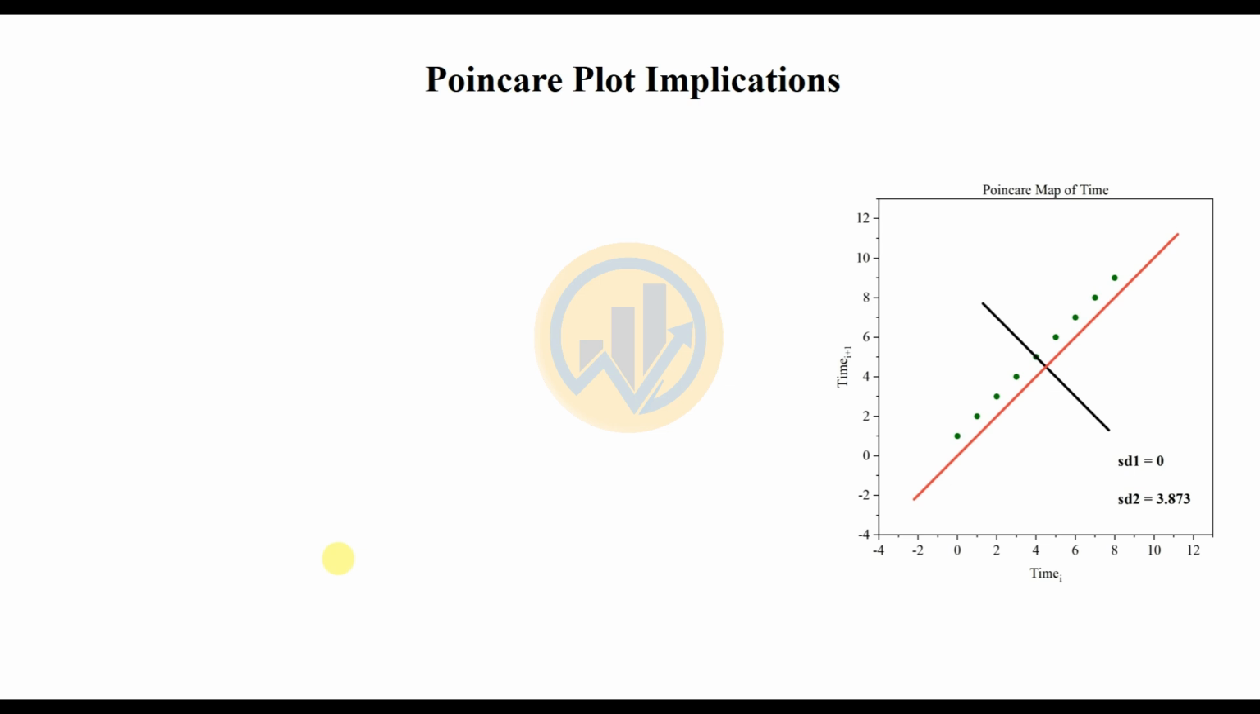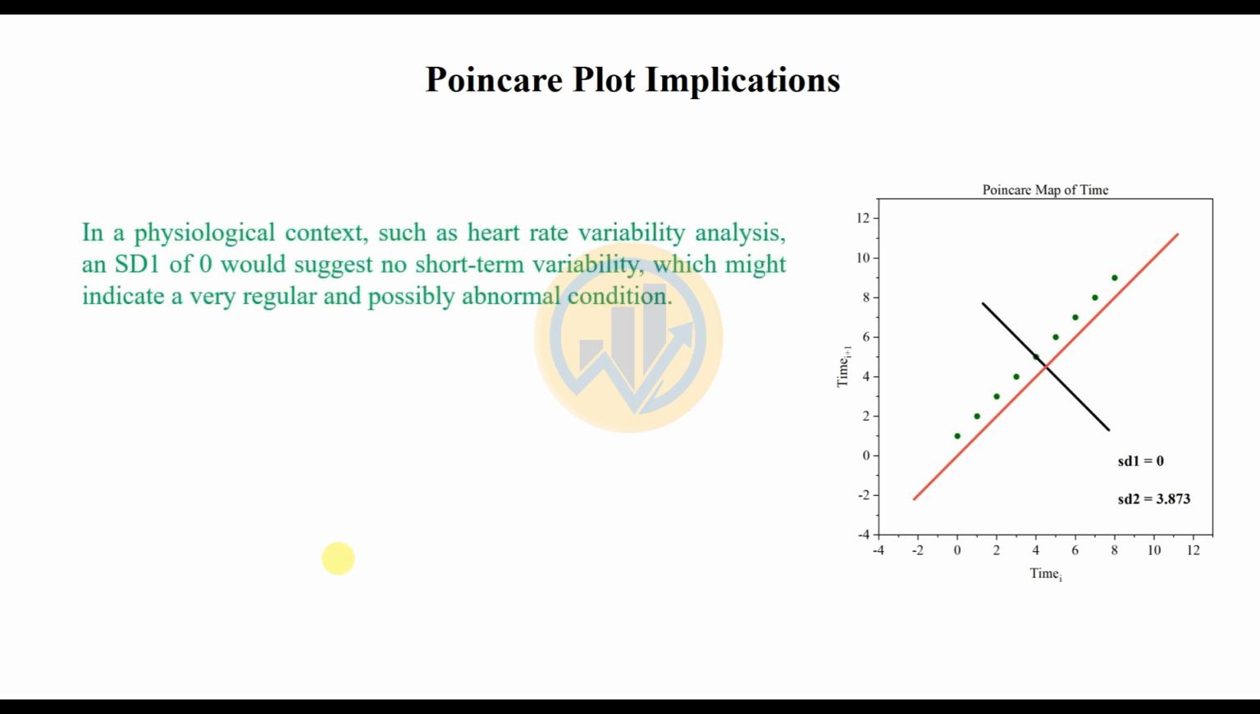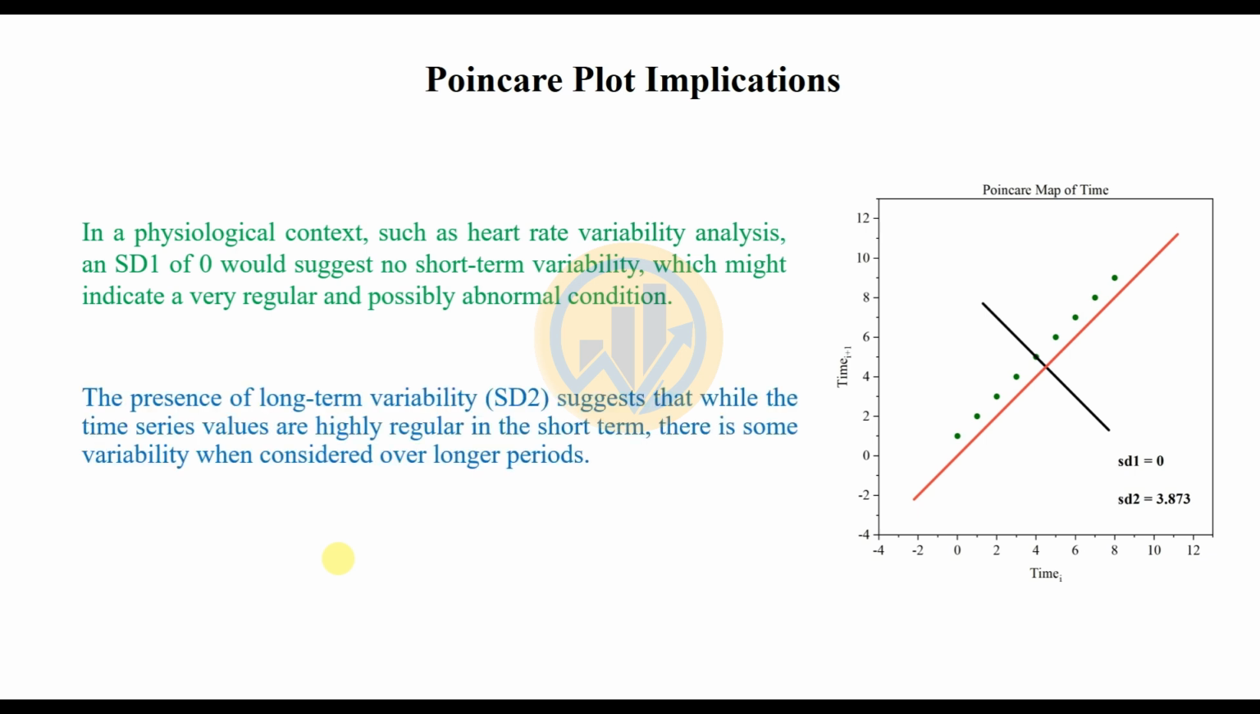Next, the implication of the Poincare plot in a physiological context such as heart rate variability analysis. A standard deviation 1 of 0 would suggest no short time variability, which may indicate a very regular and possibly abnormal condition. The presence of long time variability in standard deviation 2 suggests that while the time series values are highly regular in the short term, there is some variability over longer periods.